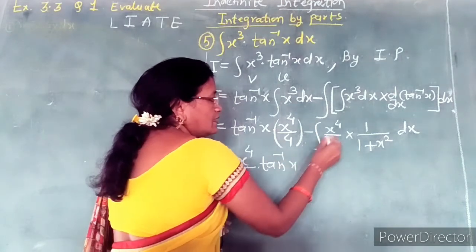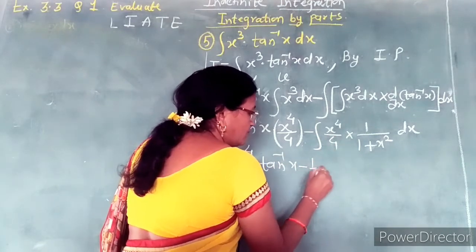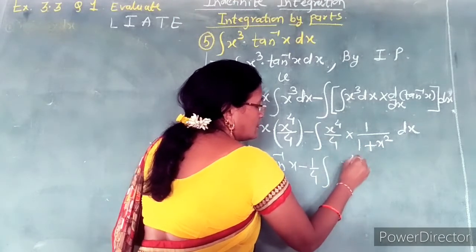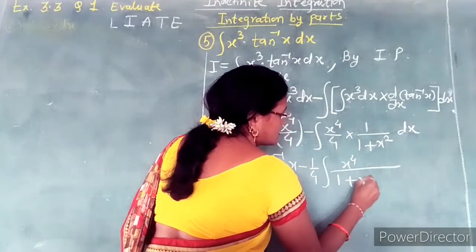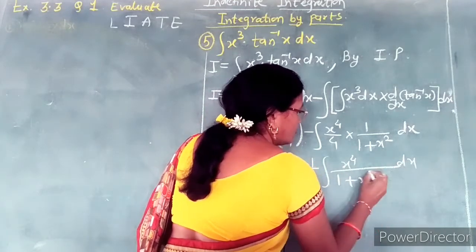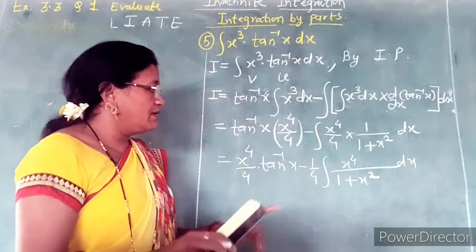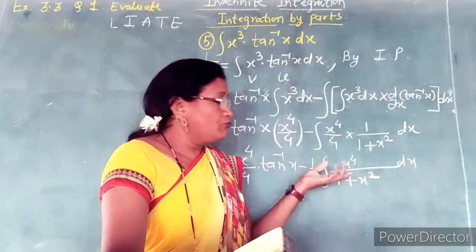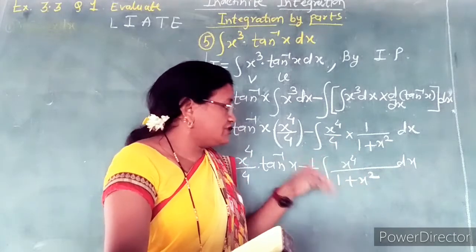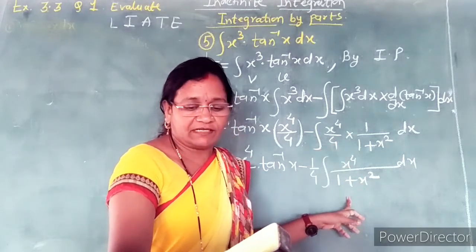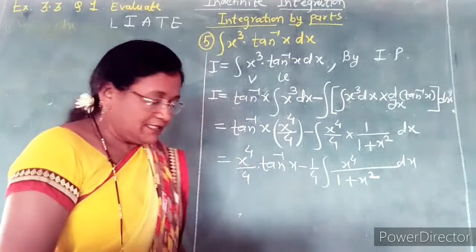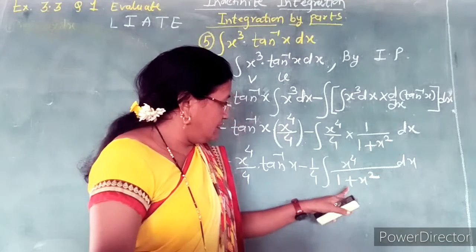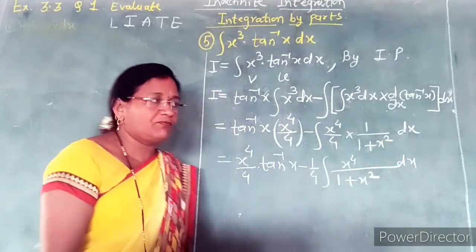Here you take 1 by 4 as a constant, and x raised to 4 upon 1 plus x square. Then how do you evaluate this integral? So remember that here the degree of x in the denominator is 2 and in the numerator the degree of x is 4. So we may use actual division for x raised to 4 upon 1 plus x square. But before this, the example becomes easier if, instead of division, we take an adjustment for the function.